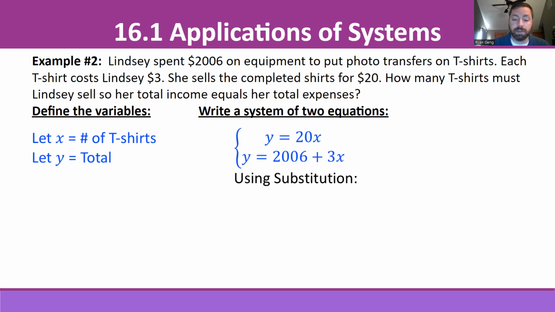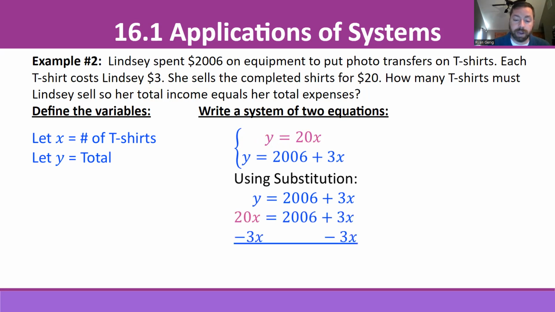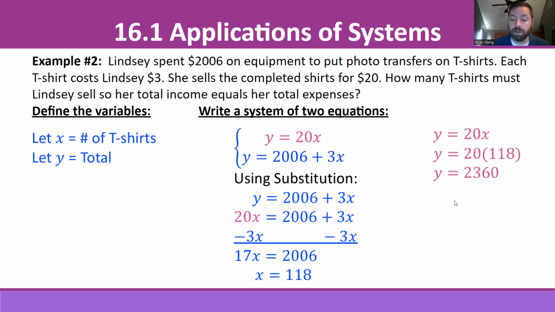Now I can use substitution to solve. So I can take 20x and put it in for y. So 20x equals 2006 plus 3x, subtract 3x, divide by 17. I get x equals 118. If I plug that back in, I get 2,360. You really didn't need to plug that one back in, but I just want to show you that you could.